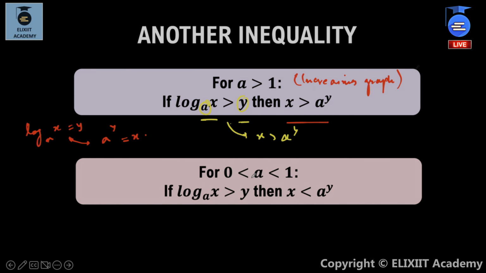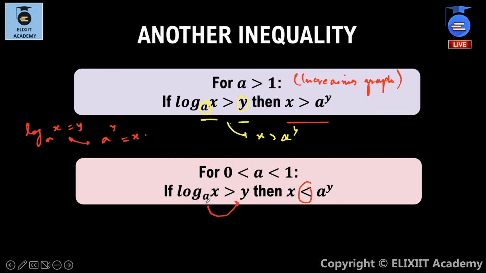So for a lying between 0 to 1, obviously we'll have a decreasing graph. Now, although this will become a to the power y, the orientation in this case will change. If log x base a is greater than y, then x is less than a to the power y. So these two inequalities, write these two: 2 part 1 and 2 part 2. There are two inequalities you must keep in your mind.